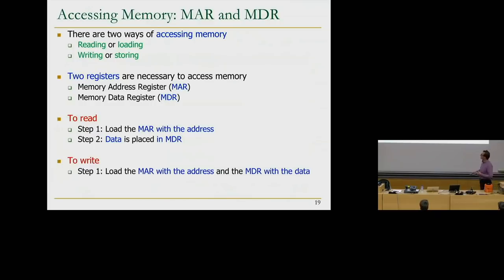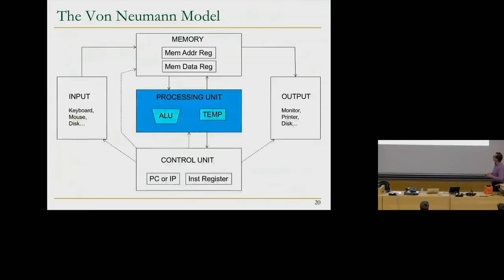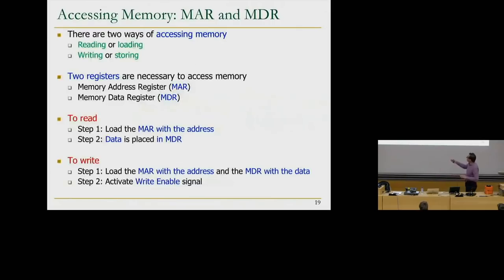To write, there are multiple steps. You first load the MAR with the address and the MDR with the data, because you need to write the data. So you load both the address and the data that you're writing and activate the write enable signal. And memory at some point finishes it. We'll figure out when the memory finishes and what you need to do after that in a later part of the course. But this is how it works basically. And we're still talking about memory. Okay, so now we're done with the memory. We're going to go back to it, of course. Now we're going to use instructions to actually trigger these actions.